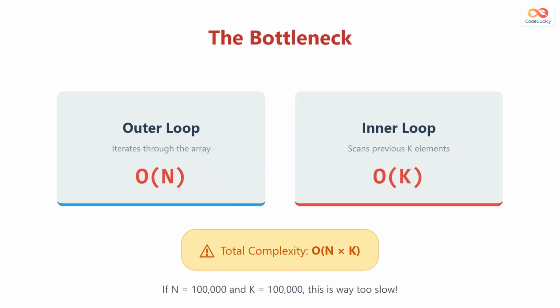However, there is a problem. If we implement this naively, for every number, we look back k steps. This gives us a time complexity of O of n multiplied by k. If n and k are both large, say 100,000, this solution will be too slow and likely result in a time limit exceeded error.